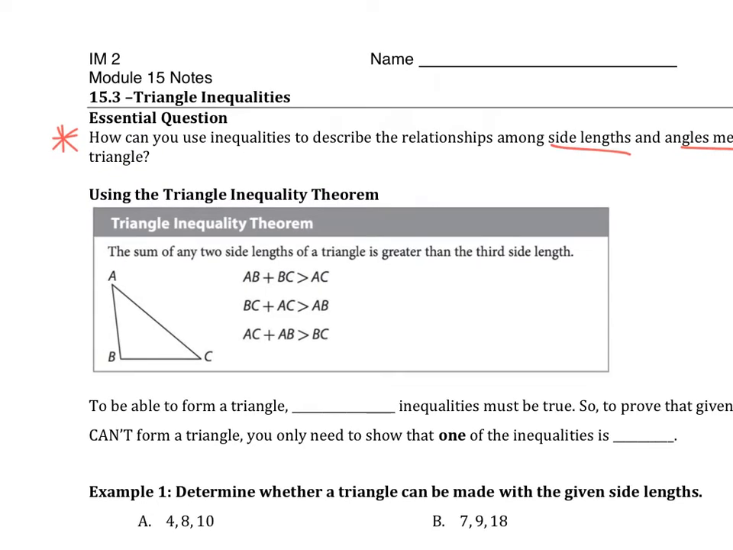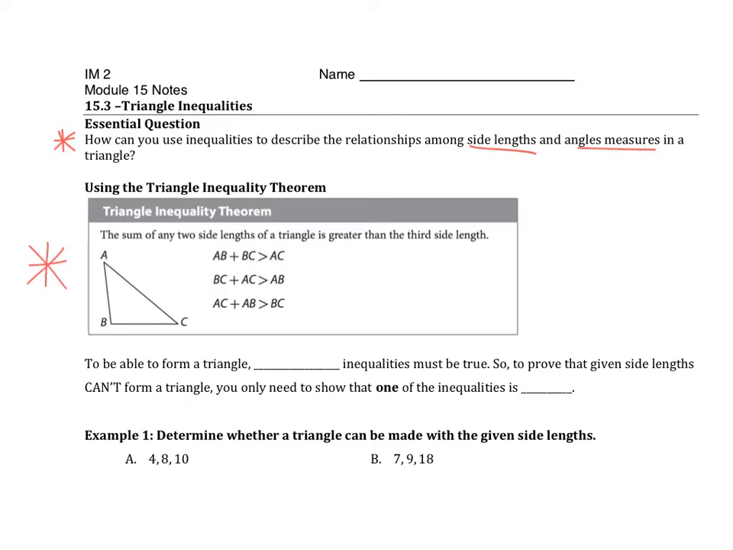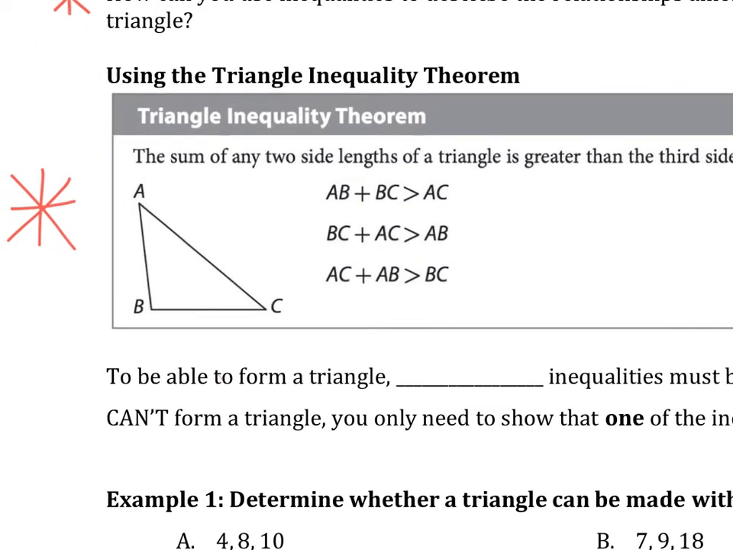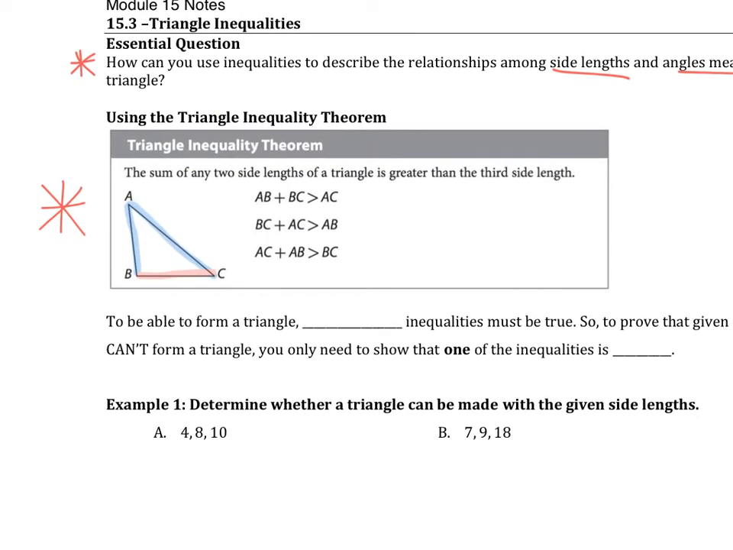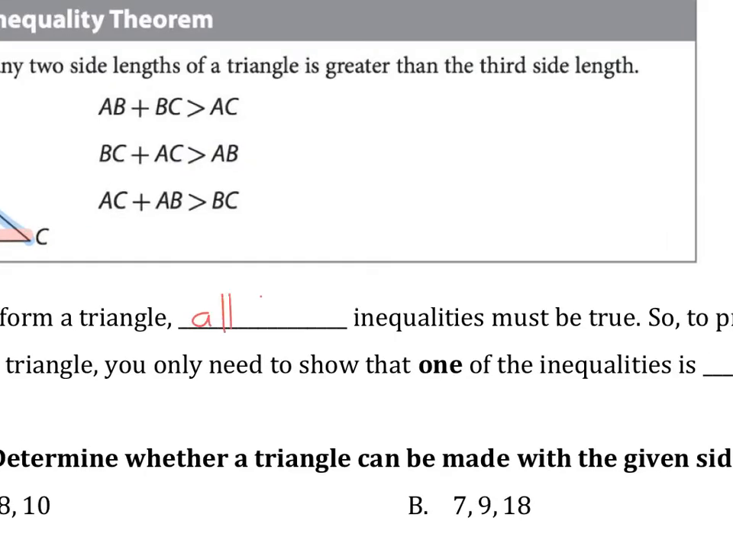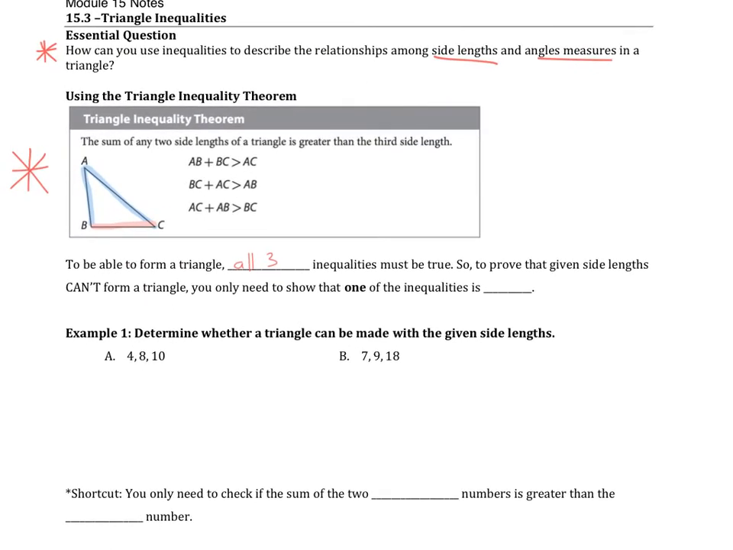So the first theorem we have is called the triangle inequality theorem. The sum of any two side lengths of a triangle is greater than the third side. So if I can prove these three inequalities, saying that AB plus BC has to be bigger than AC, and then BC and AC would have to be bigger than this third side, AB. And similarly, our last inequality, AC and AB has to be bigger than BC. So to be able to form a triangle, all three inequalities must be true. Okay, so each side, the sum of those two sides has to be greater than the third side, and those all have to be true.